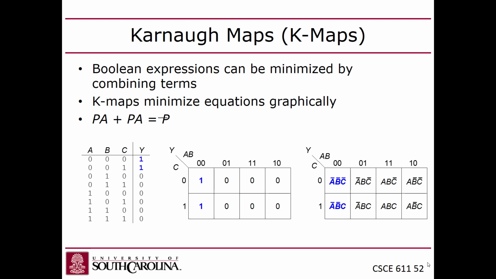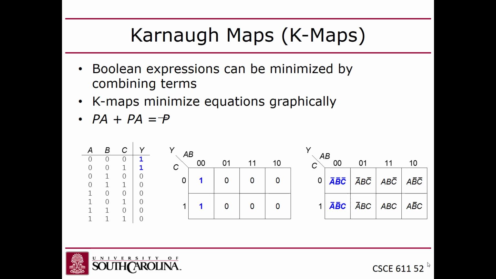A Karnaugh map is basically just the truth table, represented in a different way. In this case, there are 3 inputs, so there needs to be space for 8 output values. The way you generally organize these, if you have 3 inputs, is 4 columns and 2 rows. You could transpose this if you wanted to.